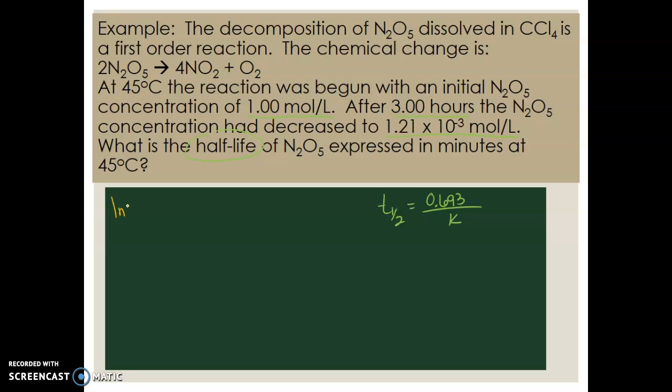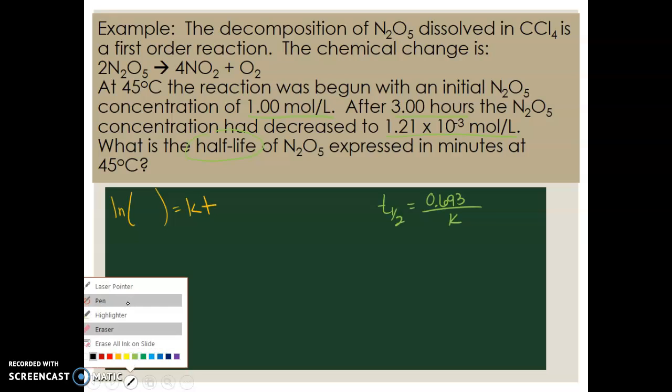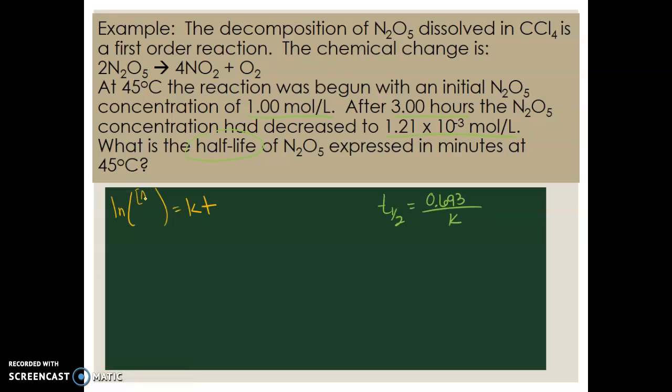So we're going to use our first order integrated rate law to solve for k. So natural log of the initial concentration, I guess I should have used brackets there, initial concentration divided by the final concentration equals our rate constant times our time.